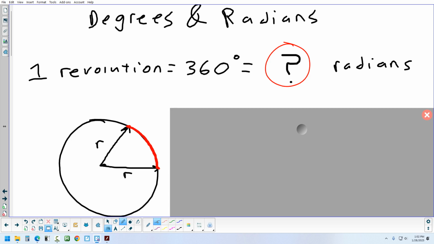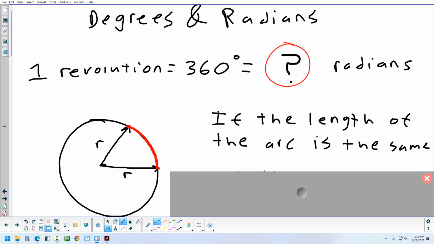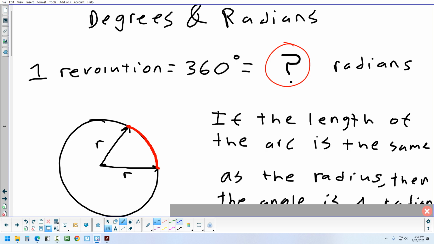For that to be exactly 1 radian, something very special would have to happen. If you took a piece of string, put it on that arc, measured it, straightened it out, put it on a ruler, and then measured the radius, and the arc in red and the radius in black came out exactly the same, then that would be exactly 1 radian.